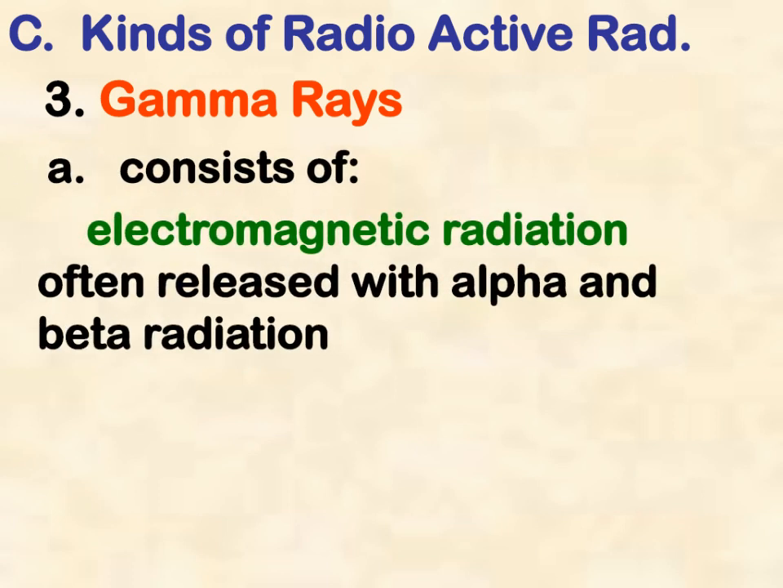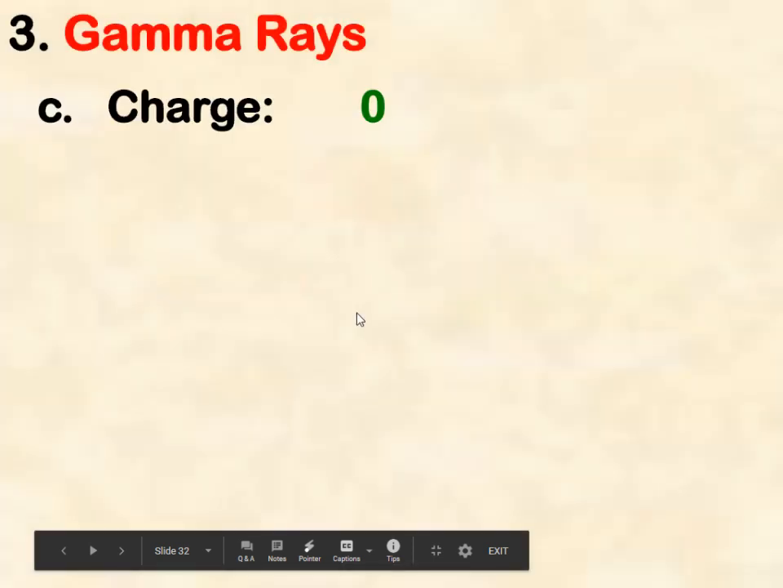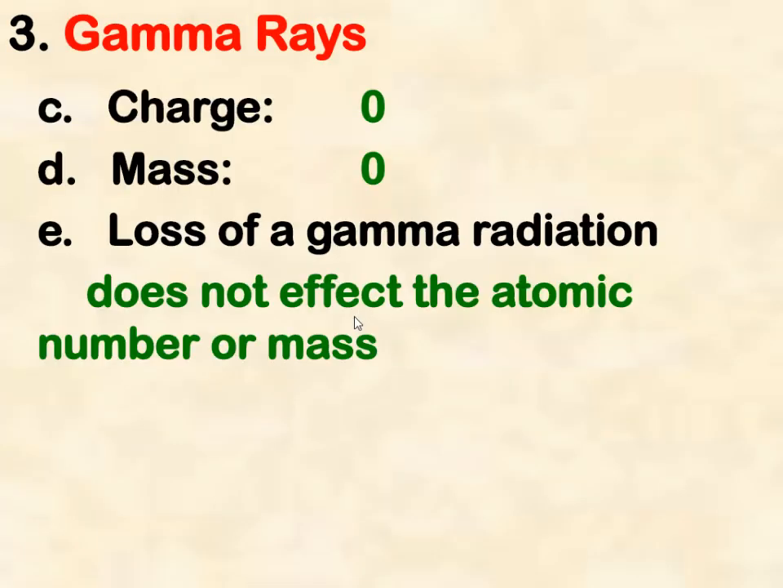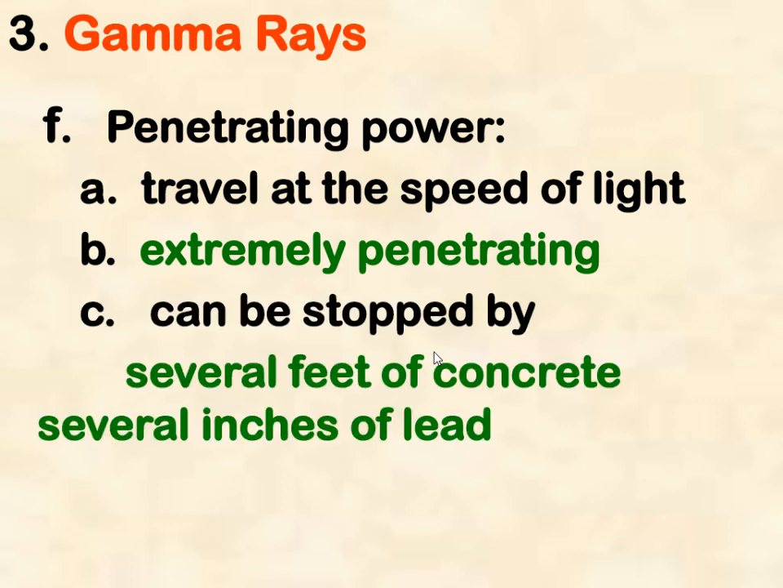So gamma rays. What happened to Bruce Banner to create the Incredible Hulk? This is an electromagnetic radiation released with alpha and beta. The symbol is gamma. Gamma's charge is 0. Loss of gamma radiation does not affect the atomic number or mass number. As for penetrating power, they travel at the speed of light, and they pretty much penetrate anything. It takes several feet of concrete or lead to stop them.